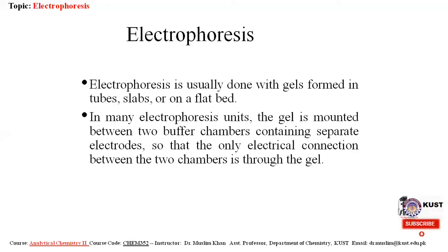In many electrophoresis units, the gel is mounted between two buffer chambers. In one buffer chamber, the anode is fixed, and in the other buffer chamber, the cathode is fixed. So the gel is mounted between two buffer chambers containing separate electrodes, meaning these two electrodes are completely separate from each other. The only electrical connection between the two chambers is through this gel, so that they do not mix with each other. The purpose of the gel is to electrically connect these two chambers with each other.